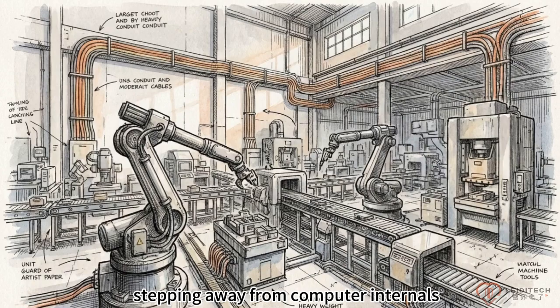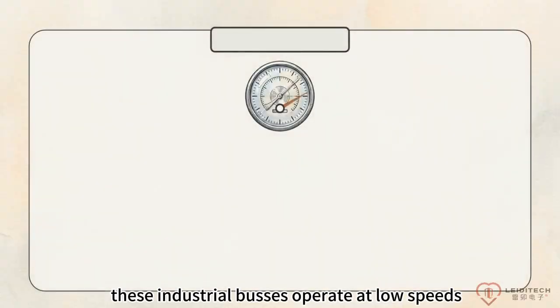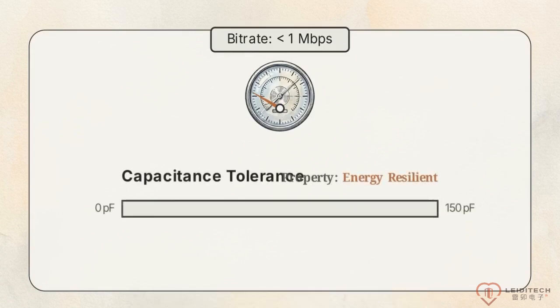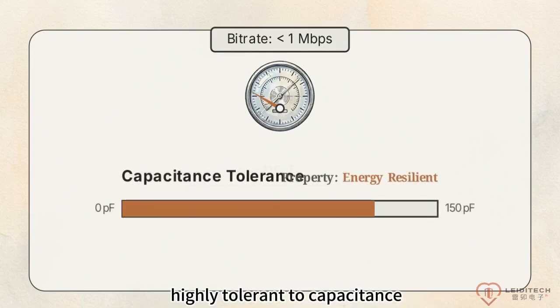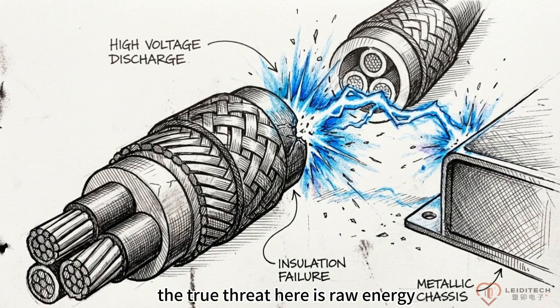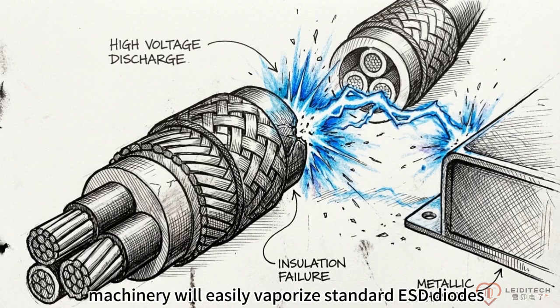Stepping away from computer internals, industrial factory floors rely on rugged communication lines like RS-485 and CAN buses. These industrial buses operate at low speeds, usually well under 1 megabit per second. This means their data lines are highly tolerant to capacitance, allowing values anywhere from 30 to 100 picofarads. The true threat here is raw energy. Massive electrical surges, lightning induction, and switching transients from nearby heavy machinery will easily vaporize standard ESD diodes.